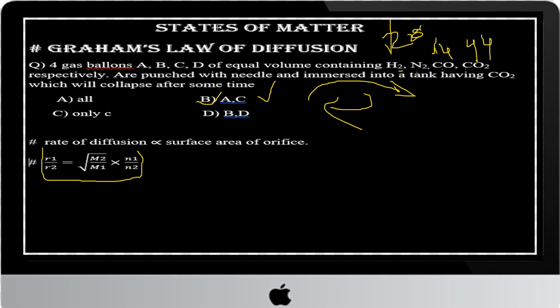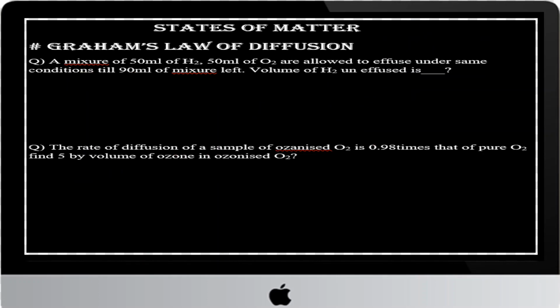R1 by R2 equals root over M2 by M1 into N1 by N2. Remember this formula and make a note of it. Here is another question. A mixture of 50 ml of hydrogen and 50 ml of oxygen is allowed to effuse under the same conditions till 90 ml of mixture is left. The volume of hydrogen uneffused is. This is an important model.